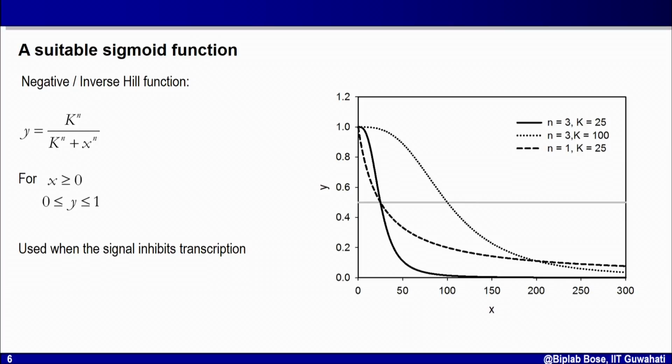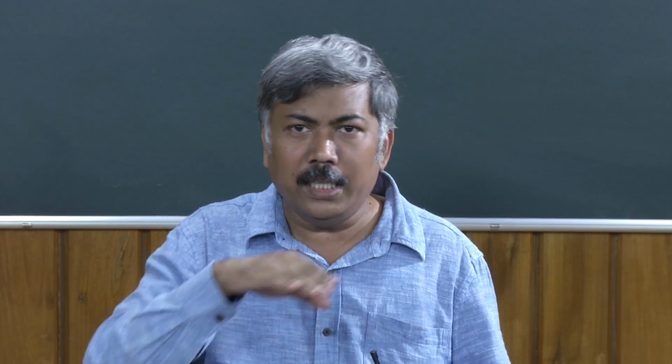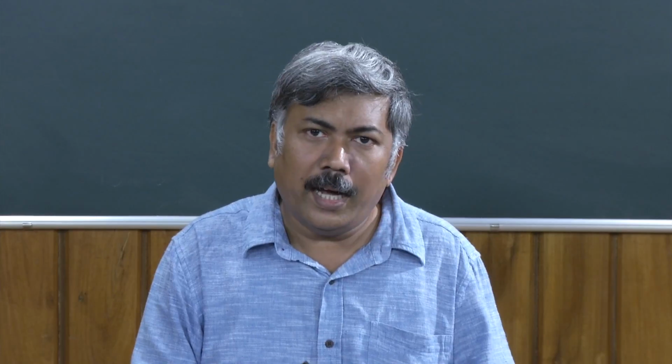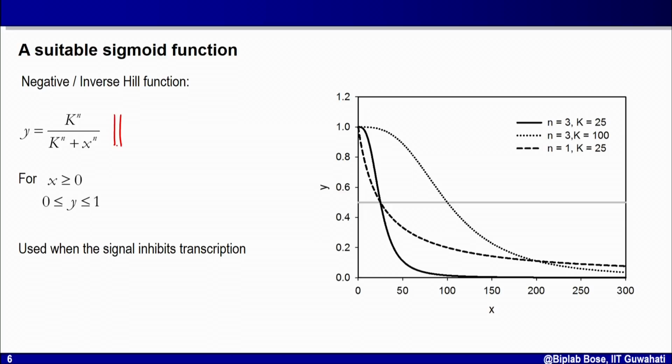Now remember, for induction it is a sigmoidal rise. As the inducing signal increases, you have a sigmoidal rise in the output, the rate of transcription. But for an inhibitory signal, the rate of transcription drops. So I require another function. I can actually tweak the Hill function and get this inverse Hill function where you don't have x to the power n in the numerator. Rather you have k to the power n, that is the Hill constant to the power n, divided by the same denominator, k to the power n plus x to the power n.